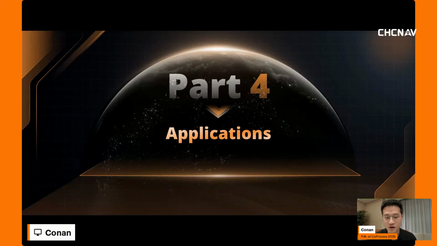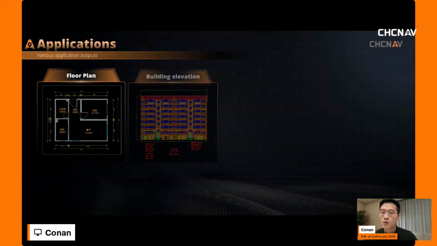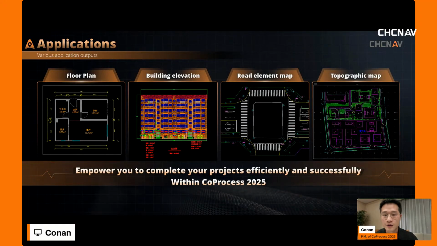Now let's go to the part 4. I'll introduce some applications. With CoProcess 2025, you can expect various application outputs, such as floor plan, building elevation, road element map, and topographic map, etc. For more detailed user cases, I will leave them to next part. Our partner Andy from PQS will share more true stories and his experiences with CoProcess 2025.